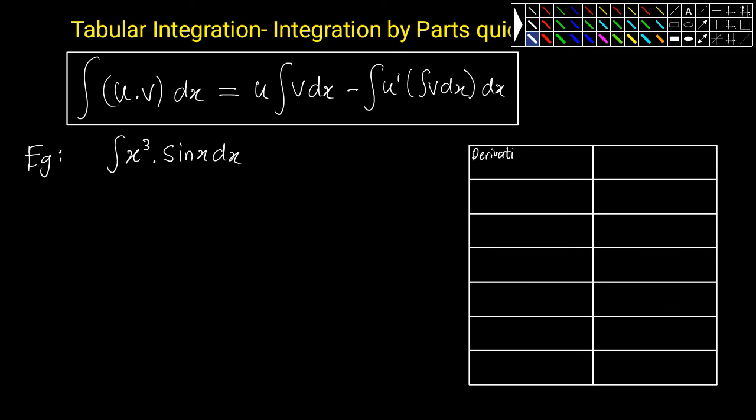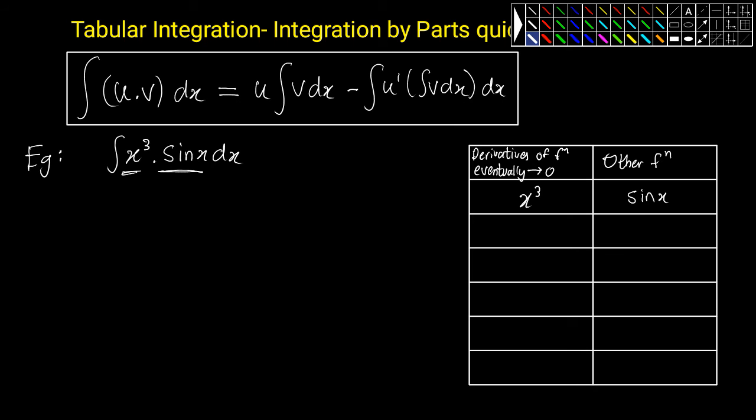So which of these two functions' derivative is gonna go to 0? And we know that it is this one. Okay, so let's write that function here, x cube, and the other function, that is sine of x.